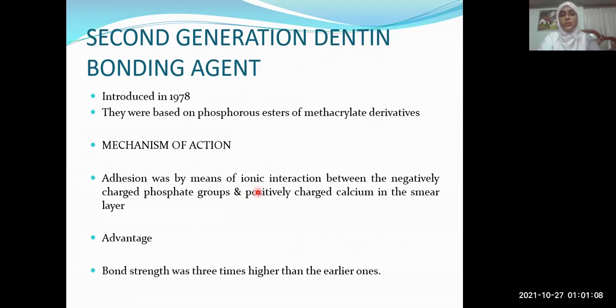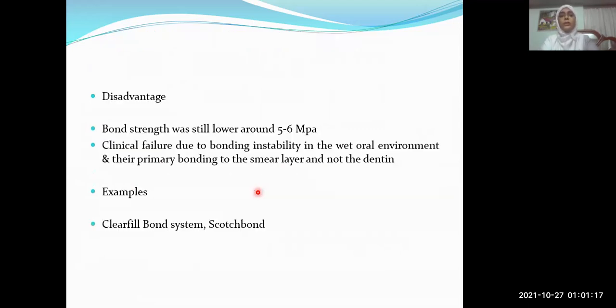But here also there was no demarcation between the primer and the bonding agent. It's just phosphorus esters of methacrylate which were used. The main disadvantage was that though the bond strength was high when compared to that of the first generation, it was still lower, say only around 5 to 6 MPa. But what we need is around 20 MPa.